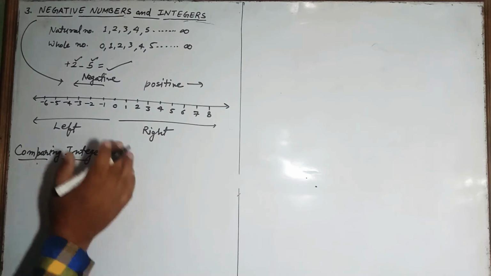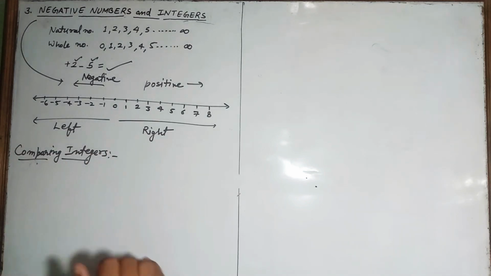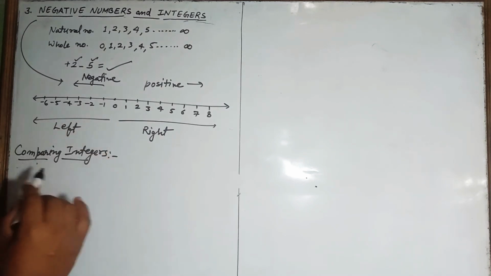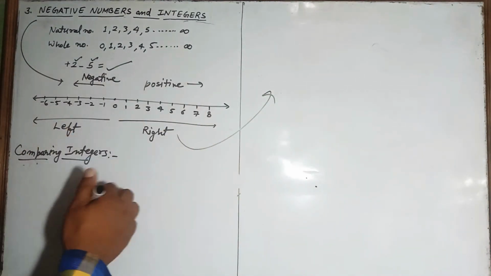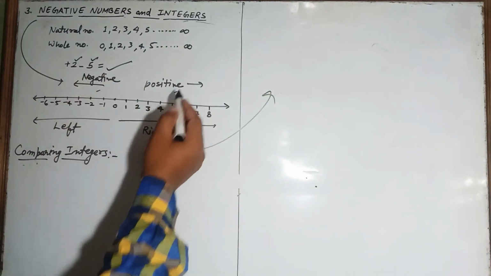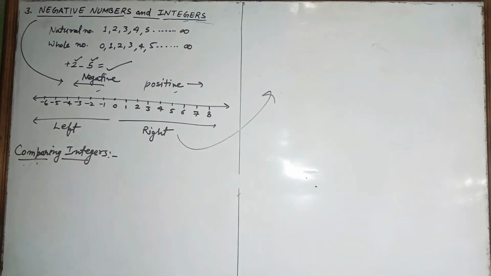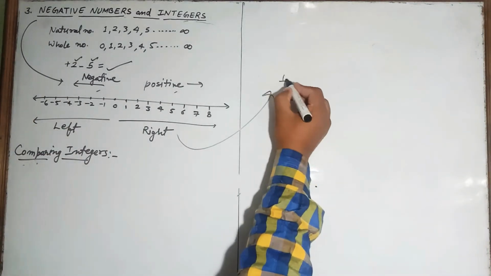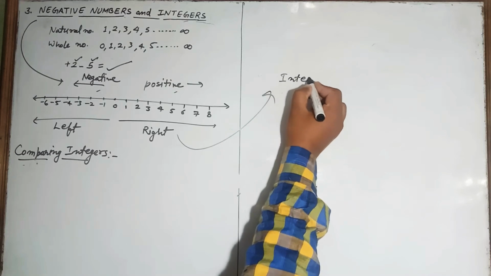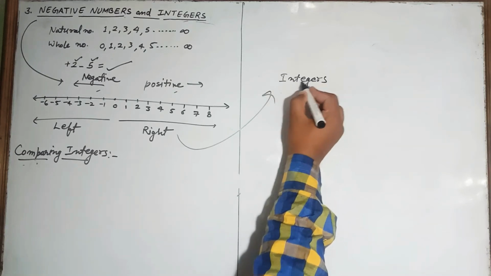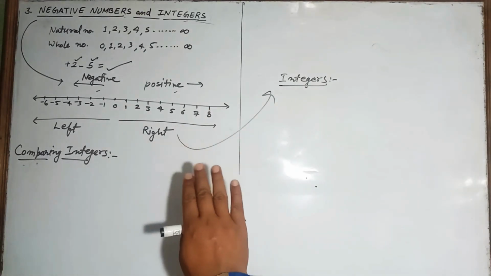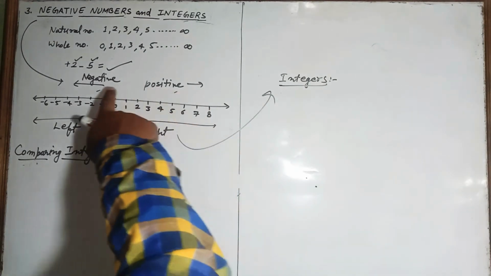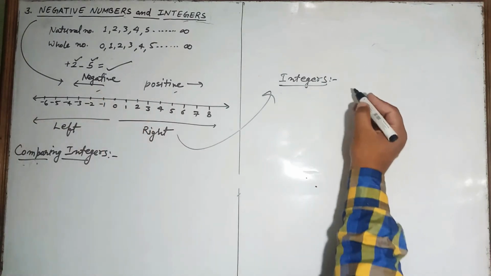Before this we will learn one more thing from here. See, these are the negative numbers on the left hand side of this 0. One more thing is what we will call these numbers collectively: all the negative numbers and all the positive numbers including 0, these are all collectively called integers. So what are the integers? Integers are the set of all the positive numbers and all the negative numbers including 0.